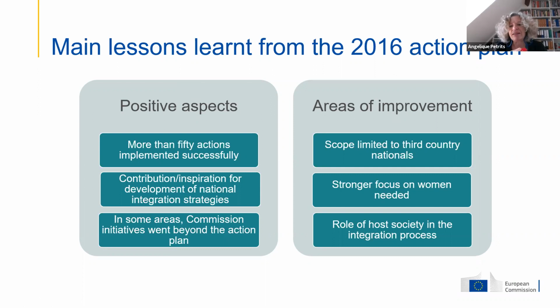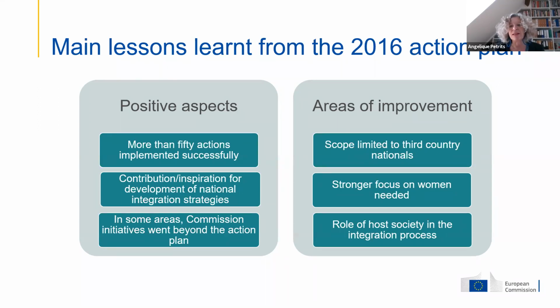And one of these areas is the scope. As I've just said, it is not limited to third country nationals, as was the 2016 action plan, but it has a much larger scope because we discovered that second generation migrants are sometimes discriminated against in education, in employment, etc. So we needed to enlarge the scope. Stronger focus on women, because we also saw that they're the first to suffer in employment, for instance, and in education.